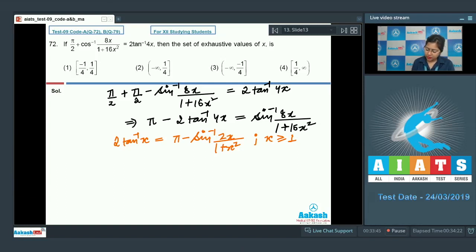So this will be true when 4x is greater than or equal to 1. So we can say that x is greater than or equal to 1 by 4. That is, x belongs from 1 by 4 closed up till infinity. So the correct answer will be option number 4.